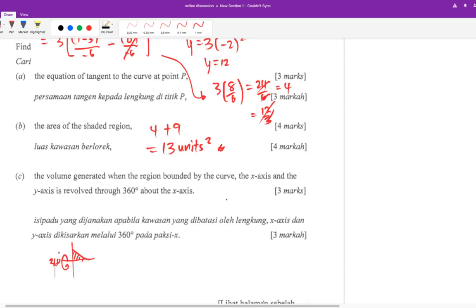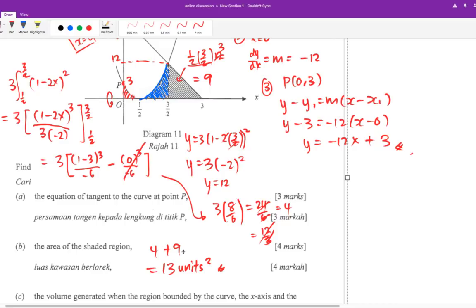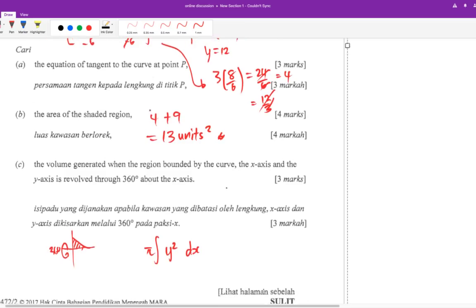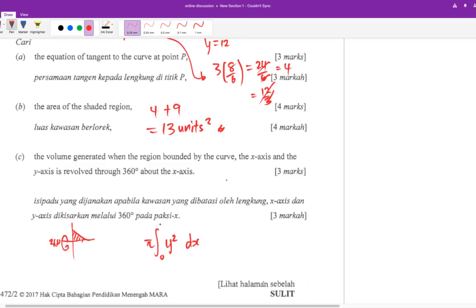So here will be dy, here it will be dx because we rotate on the x-axis. So here needs to be y square, and then integrate, pi I will leave outside. This one is from 0 to half. So here will be 0 to half. Okay, this is how we find the volume. This is the formula for volume.